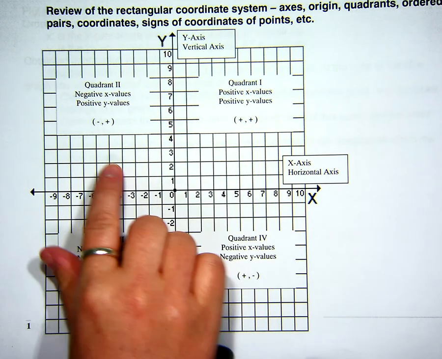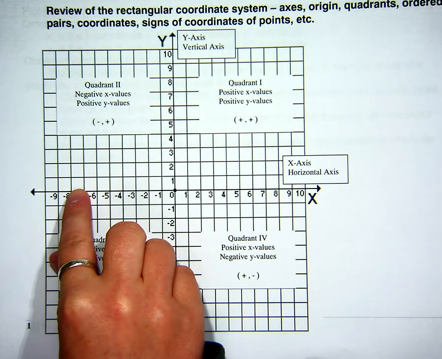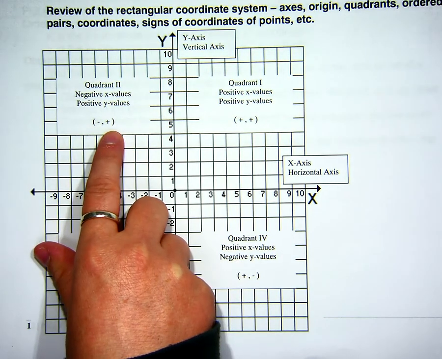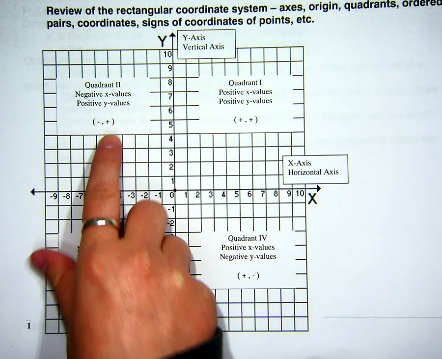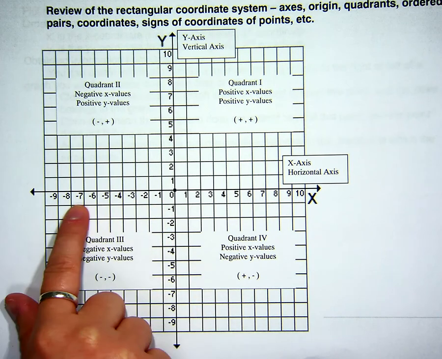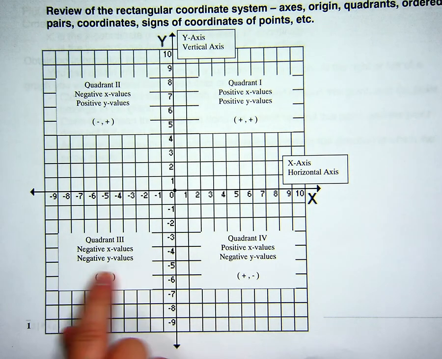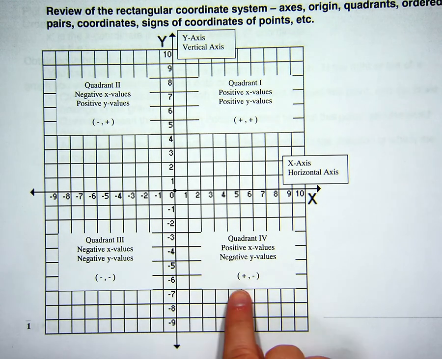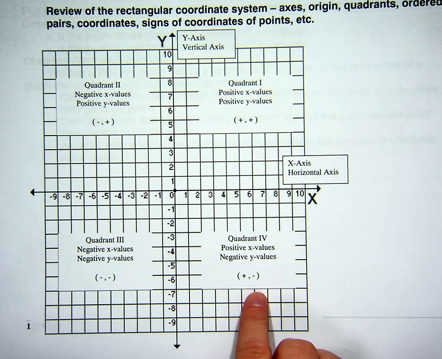For quadrant 2, we have negative x's, positive y's. Therefore, the notation here is negative plus. Quadrant 3, negative x's, negative y's. Therefore, we have negative negative. Quadrant 4, we have positive x's, negative y's. Therefore, we have positive negative.